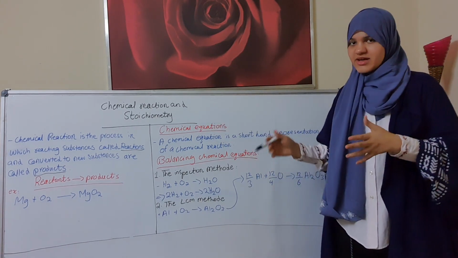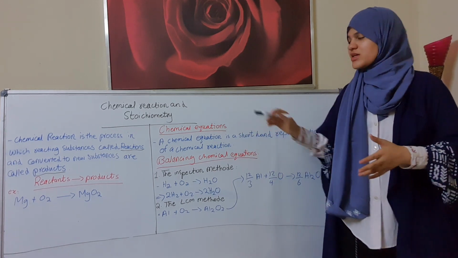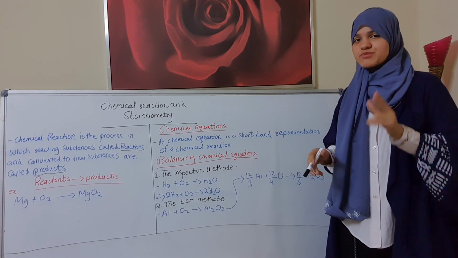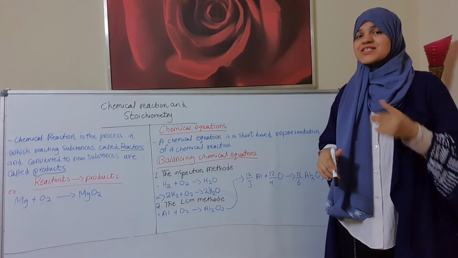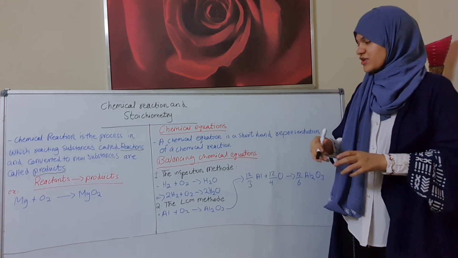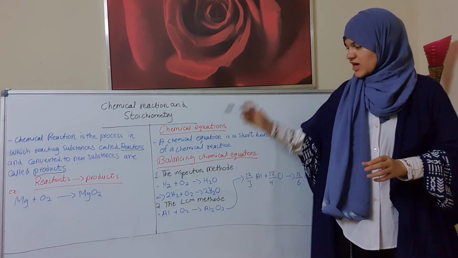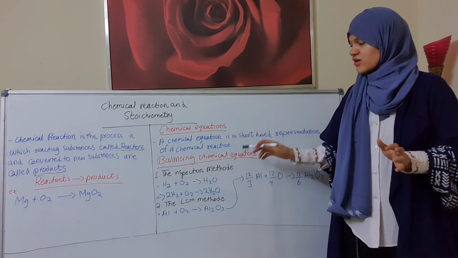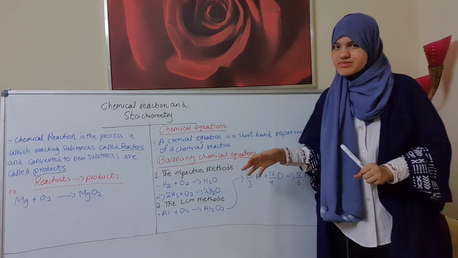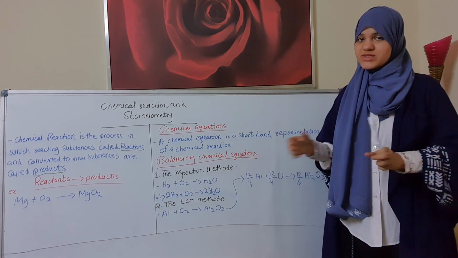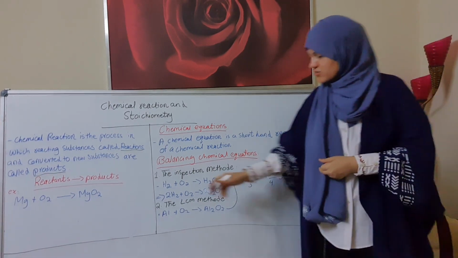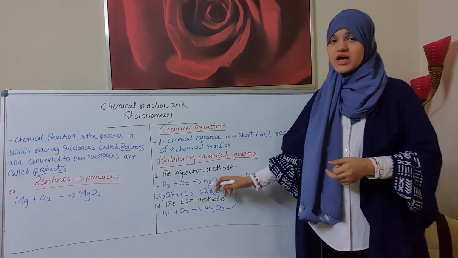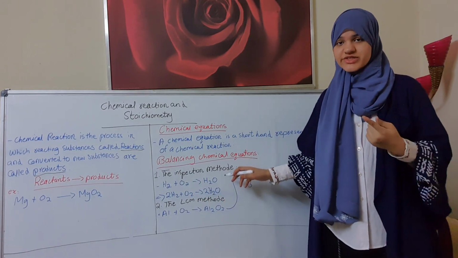Now, for example, balancing chemical equations. It can be done in two ways: by the inspection method, and the second one, by the LCM method. For example, the first one is hydrogen plus oxygen will give us water. Here it's not balanced, it's unbalanced. Why? Because we have two hydrogen here and two oxygen here, but on the other side we have two hydrogen only, and only one oxygen.